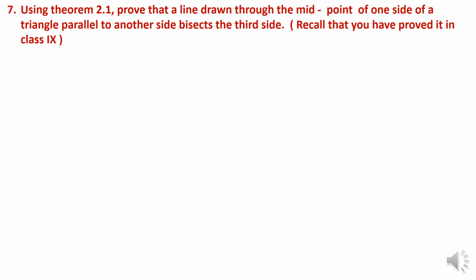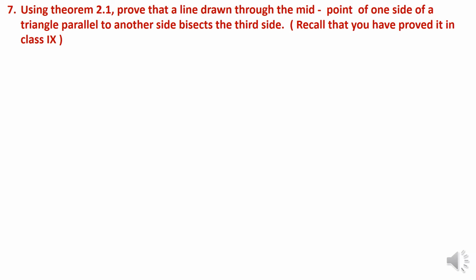Seventh question is, using theorem 2.1, prove that a line drawn through the midpoint of one side of a triangle parallel to another side bisects the third side. Recall that you have proved it in class 9 as converse of midpoint theorem. And theorem 2.1 is Thales theorem.